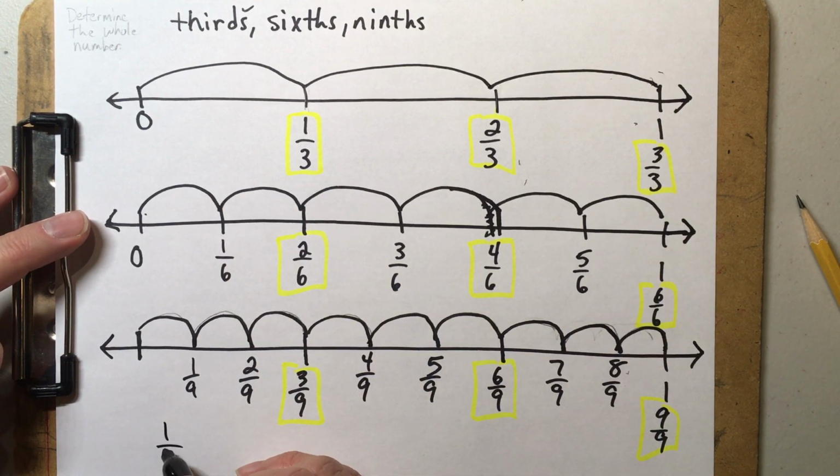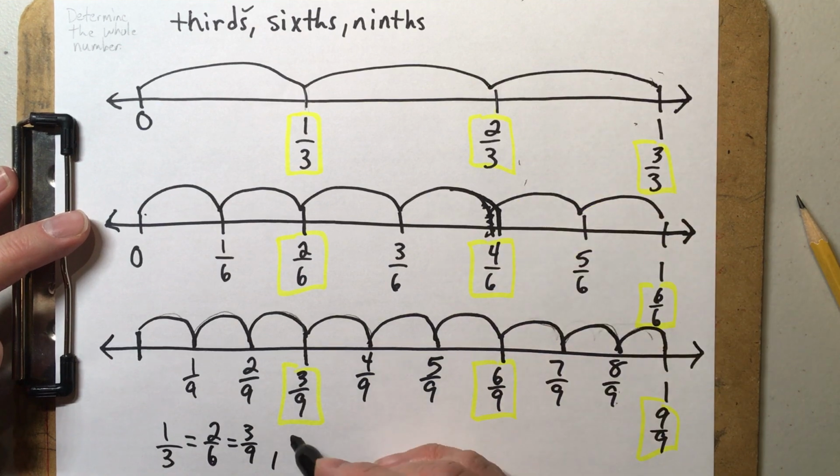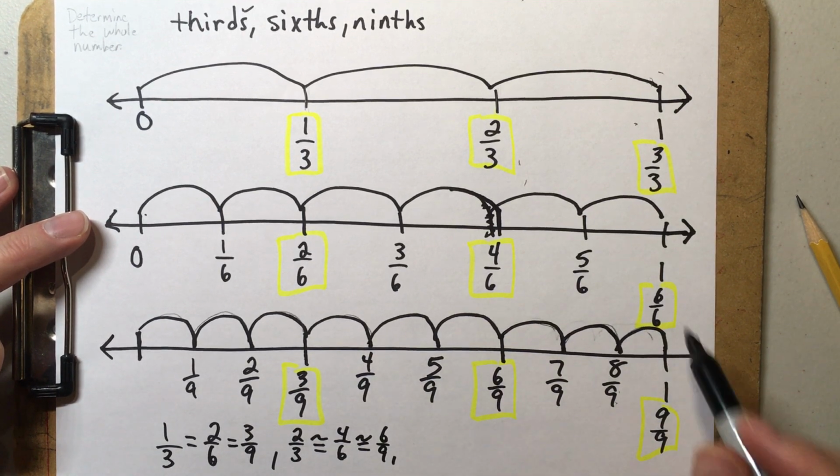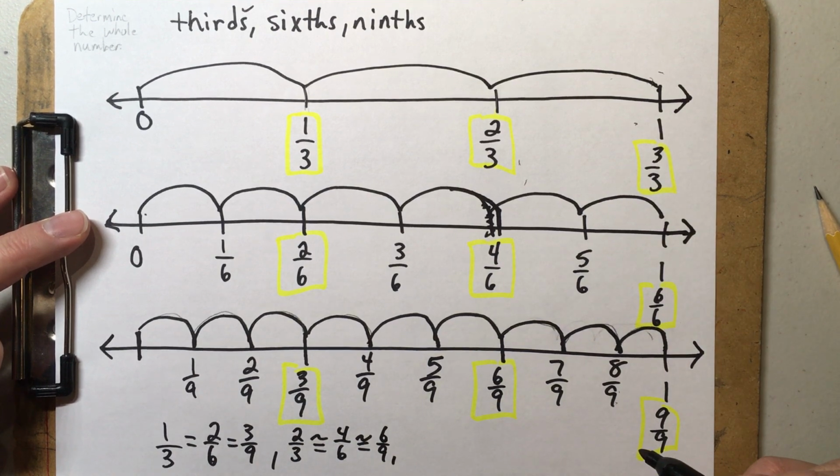So 1/3 is equal to 2/6, which is equal to 3/9. Okay, then they start getting those equivalent fractions. Have them practice the equivalent symbol. 2/3 is equivalent to 4/6, which is also equivalent to 6/9. Okay. We know all of that equals 1.